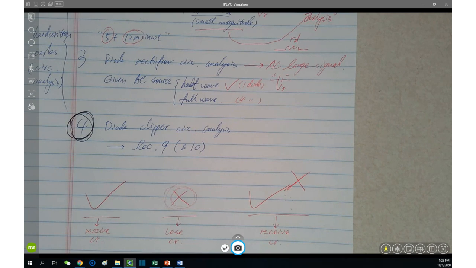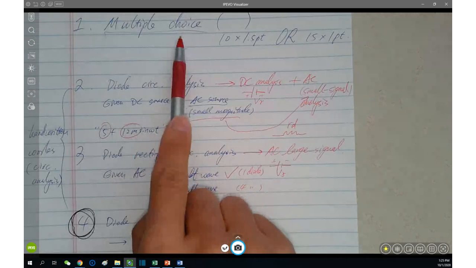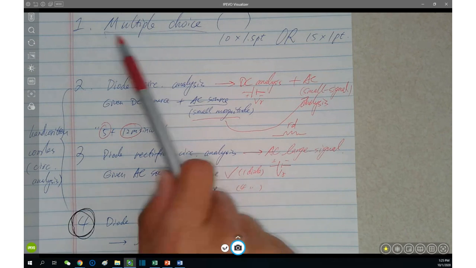Other than this, I also need to clarify a little bit how I grade you guys. You have a multiple choice problem here. Of course, the online multiple choice problem does not need me. I just provide the correct solution to the quiz, and it automatically grades for me. I don't do anything here.